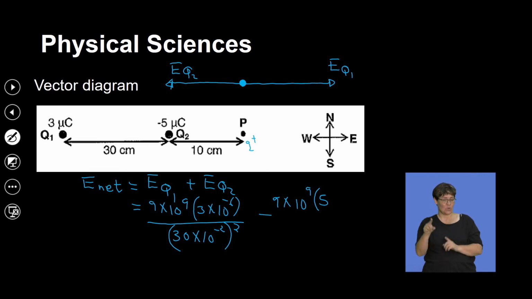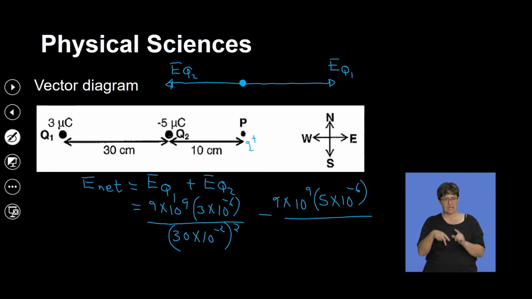So we ignore the negative sign of the charge and consider the direction because it's a vector. 5 times 10 exponent negative 6, divided by the distance. How far is point P from charge Q2? It's 10 centimeters, so it's going to be 10 multiplied by 10 exponent negative 2. We square that distance. So this is what we're going to get for our E net.